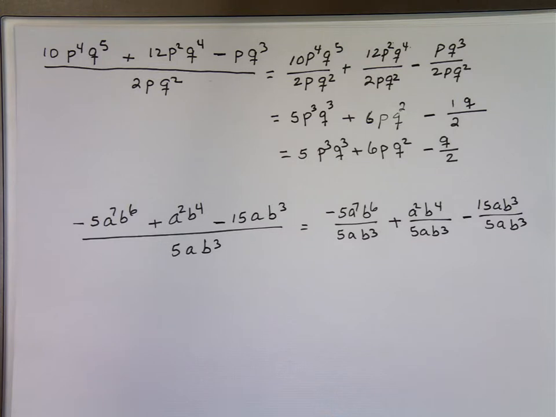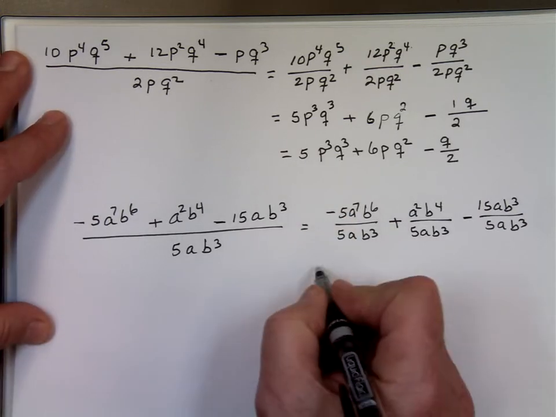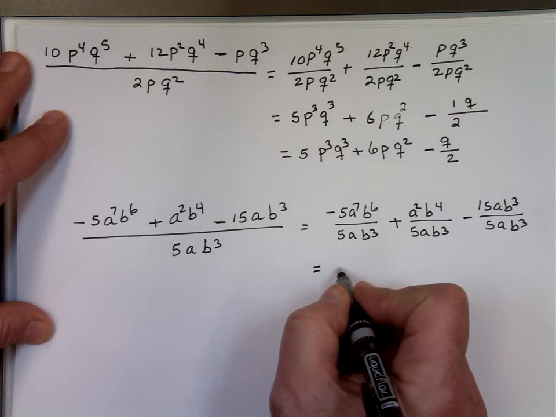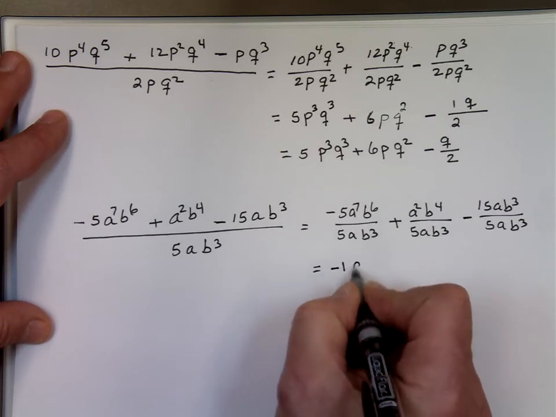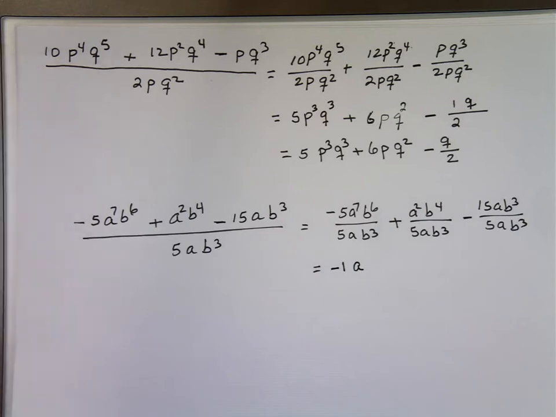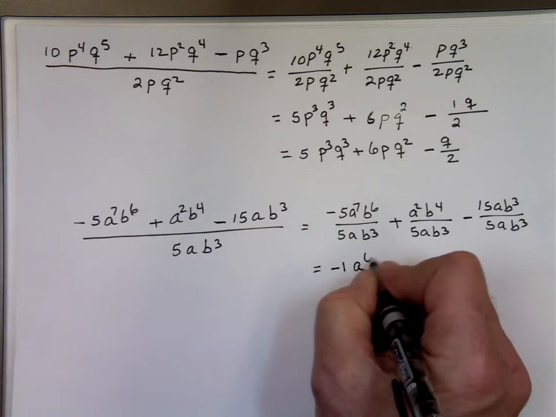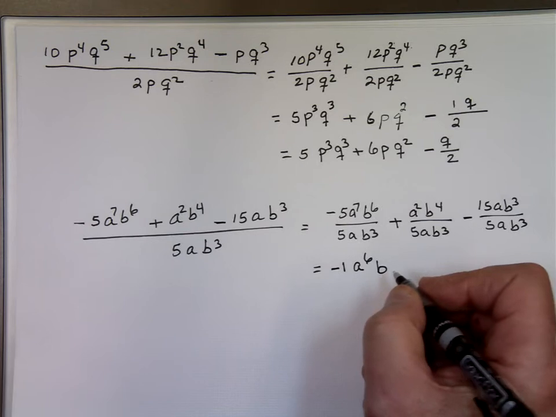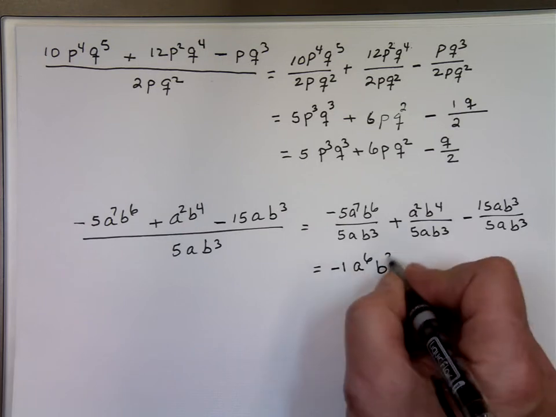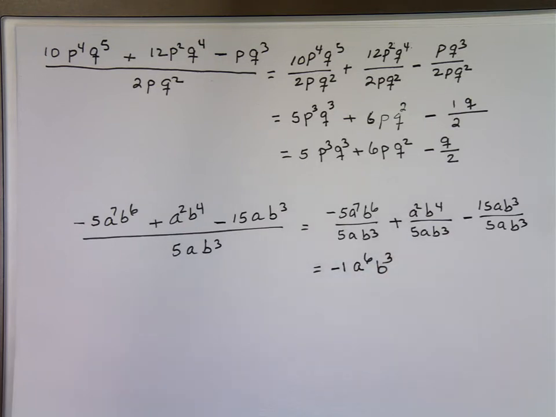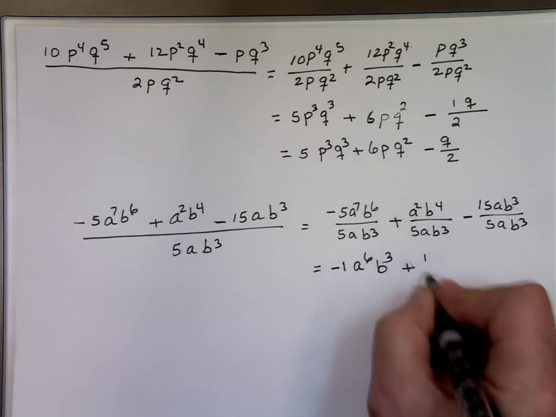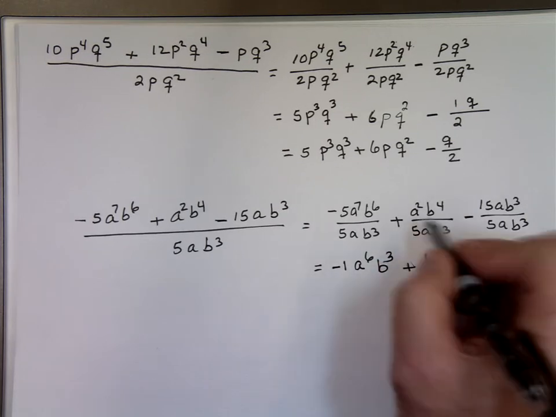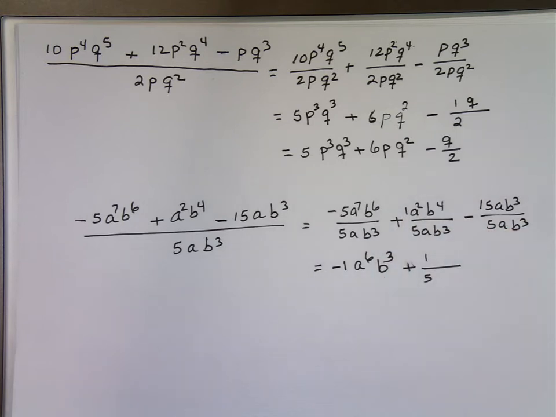What's negative 5 over 5? Try again. Negative 1. A to what power? 6. B to what power? 3. Very good. 6 minus 3 is 3. Notice I can't simplify the number. There's 1 and there's a 5 because there's a 1 here. We just don't put it. 1 and 5, you can't simplify them. So you still have a 5 on the bottom.